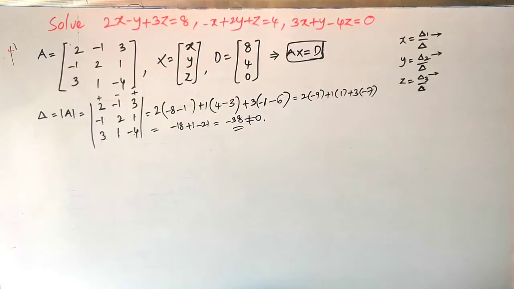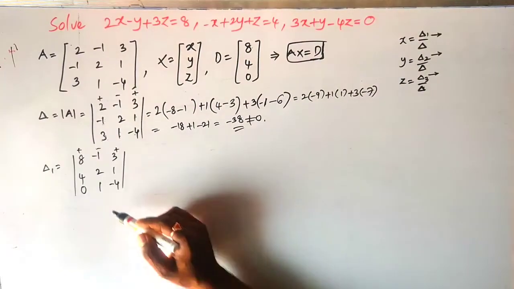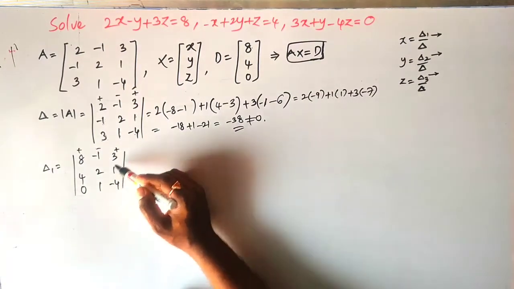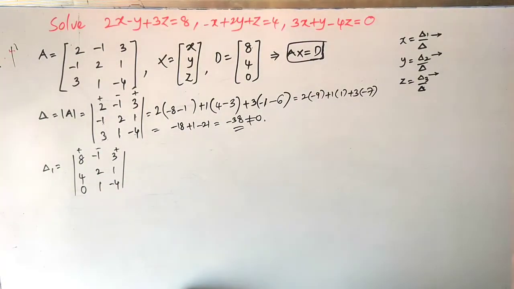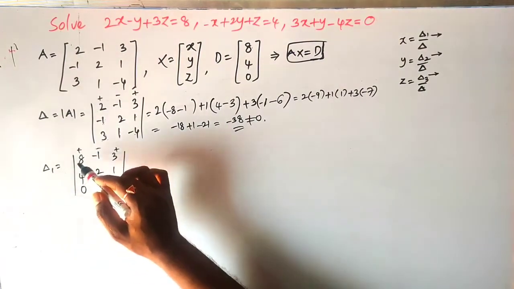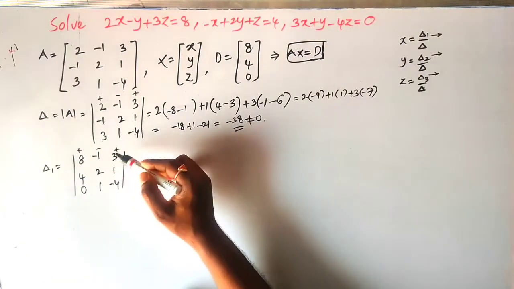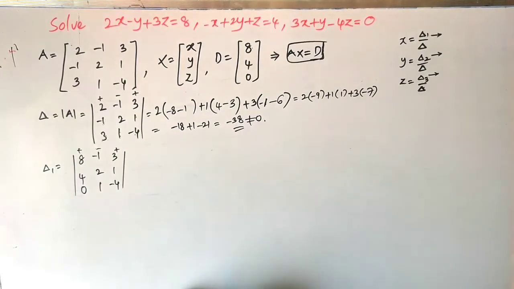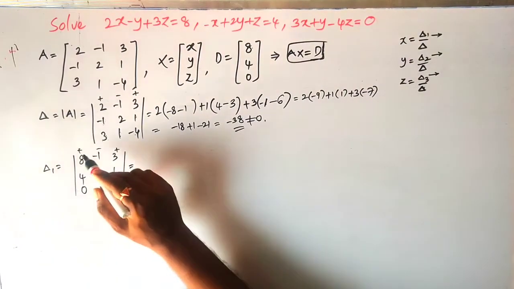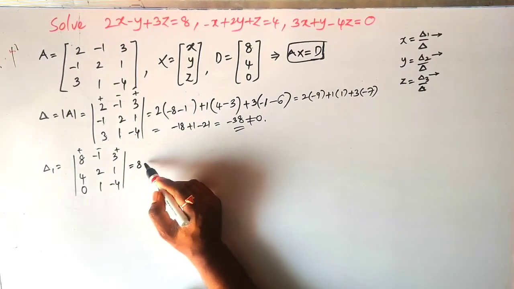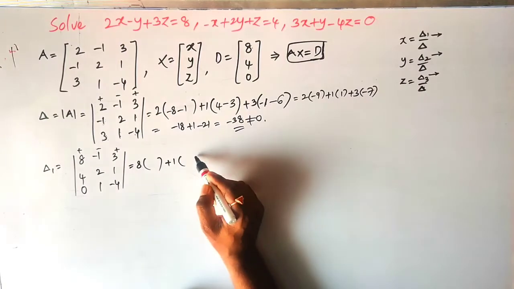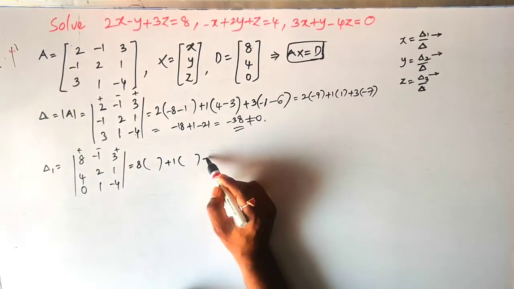So this is delta. Next, the first column is replaced by 8, 4, 0, the second column as it is, the third column as it is. That is delta 1. Similarly, delta 2 is where the second column is replaced by the constant matrix, and for delta 3, the third column is replaced by the constant matrix. Clear? So plus 8 of, minus into minus, plus 1 of, plus 3 of we get here.